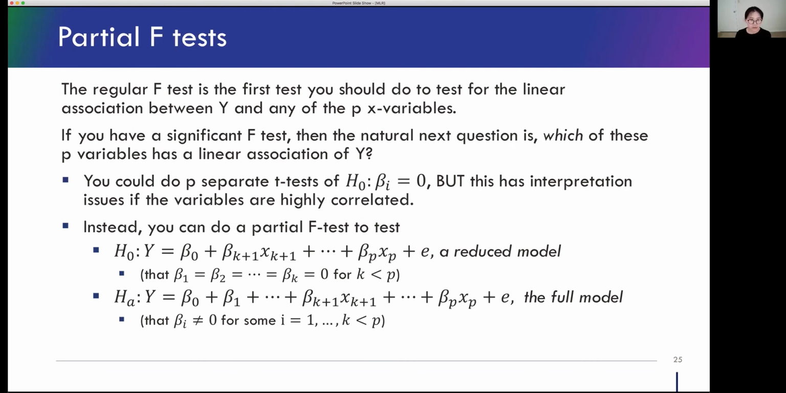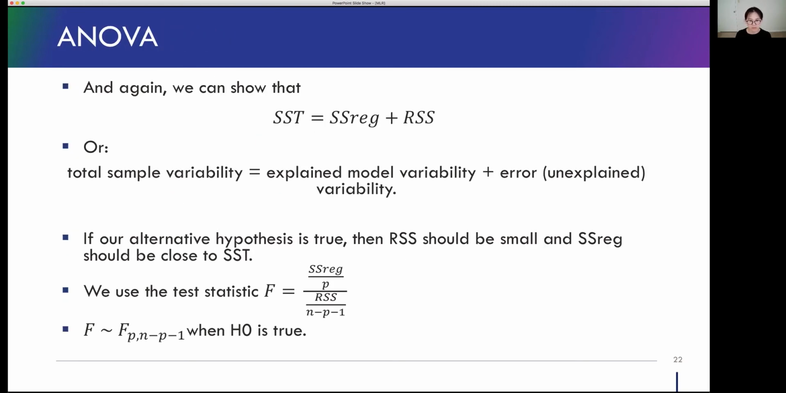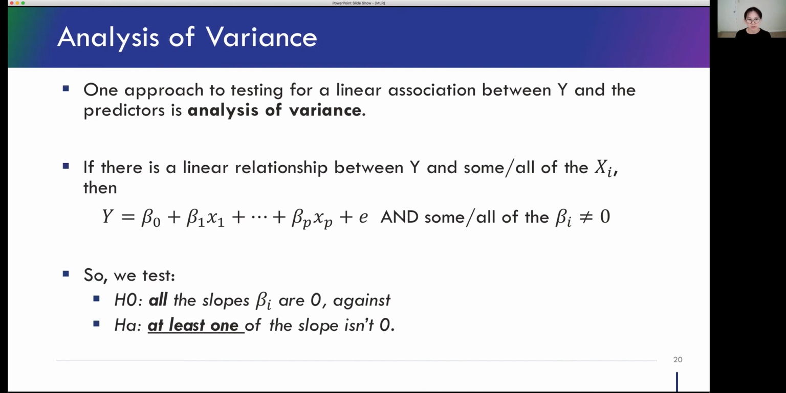Okay, and so when we want to test for the linear association between Y and any of the P X variables, any of your predictors, we would use something called a partial F test. We talked about the F test here. This is when you are testing linear association between y and the predictors.